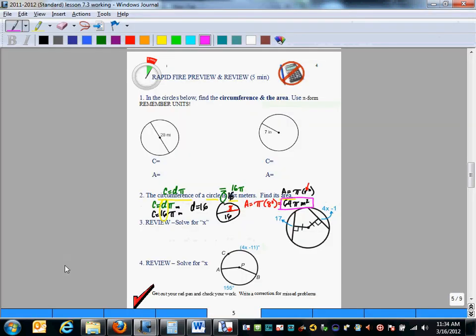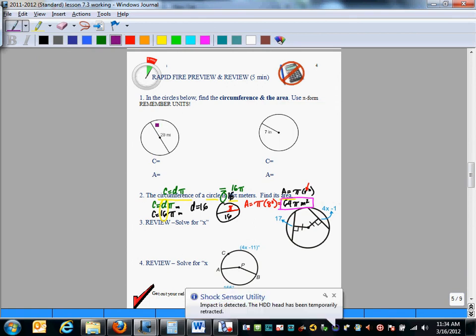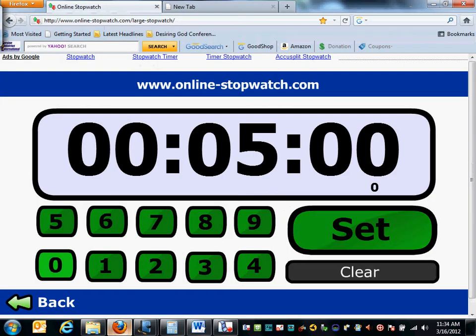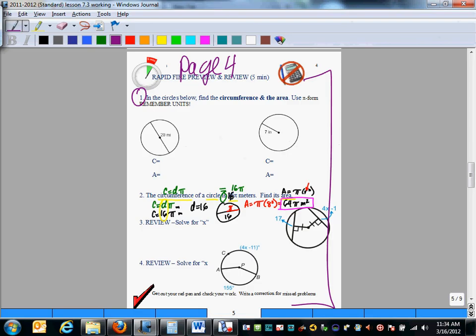Really? You want me to do number 1? Yes, you start at 1, guys. So sorry. The entire page. All of page 4. Ready? Go. 5 minutes. Check it up here when you're done. I'm going to come around and help those get moving in the correct direction.